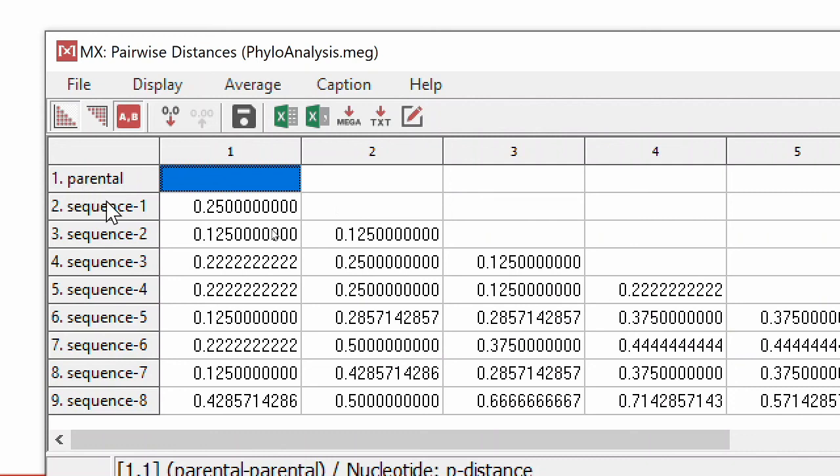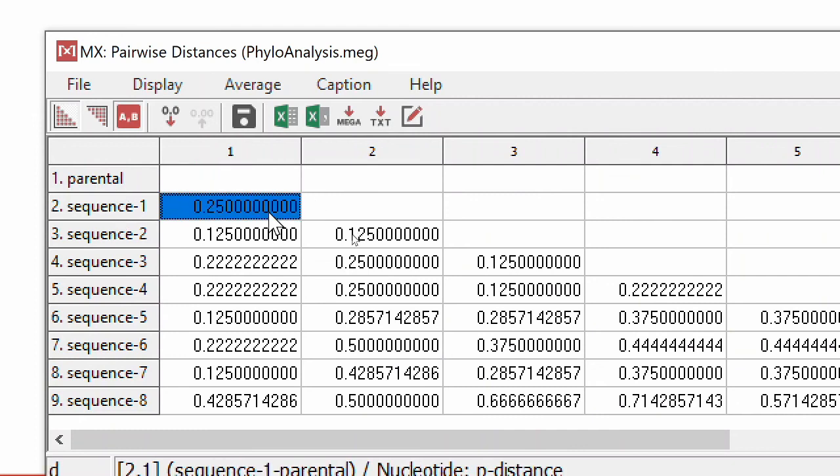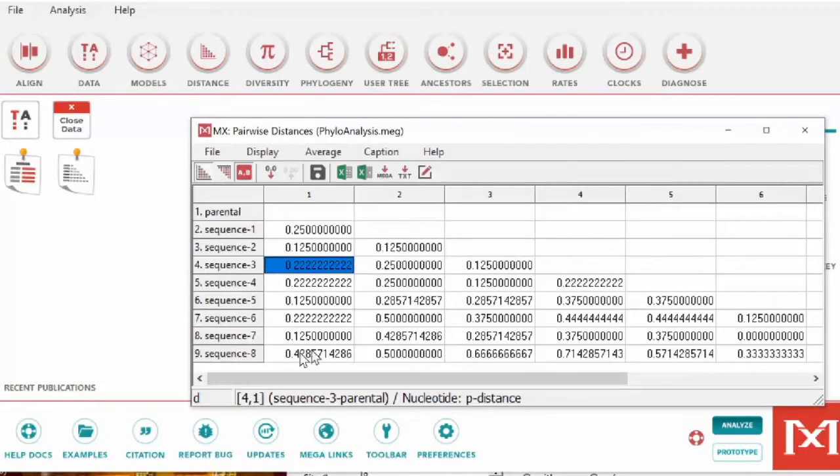So parental should be 3 generations away from this. Sequence 1 should be 3 generations away from parental in here. So this should be 0.33. No. So what about this? No, no, no, no, no, no. So all of these sequences are now biased. And let's see the effect of these gaps on the phylogenies.